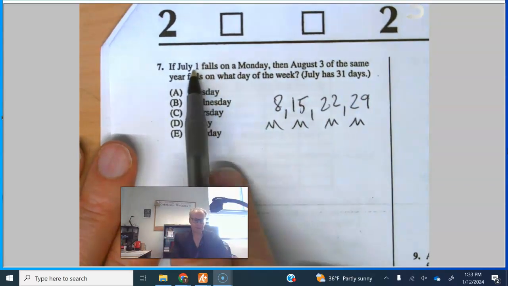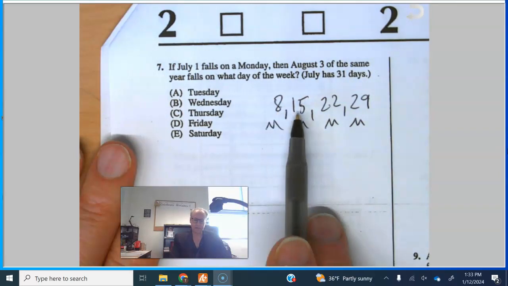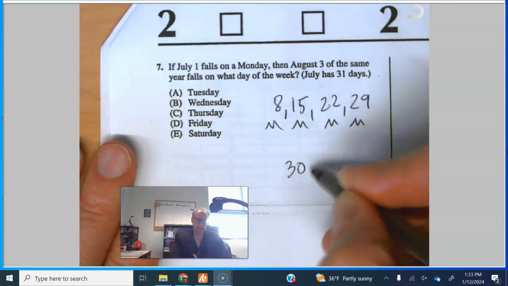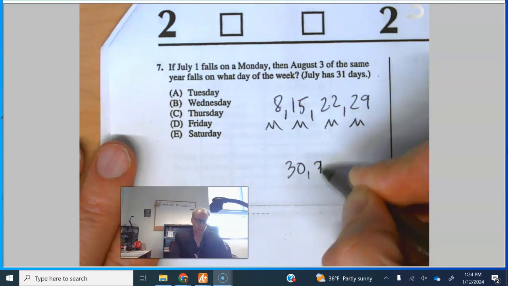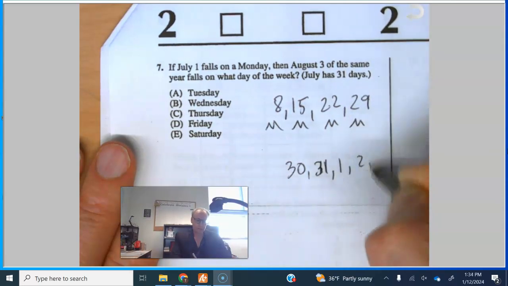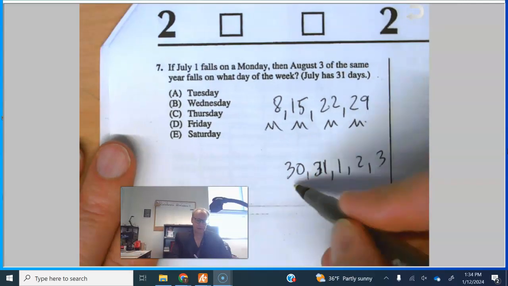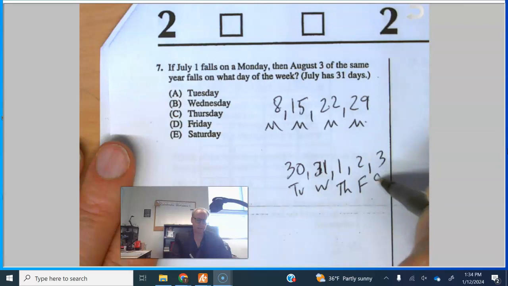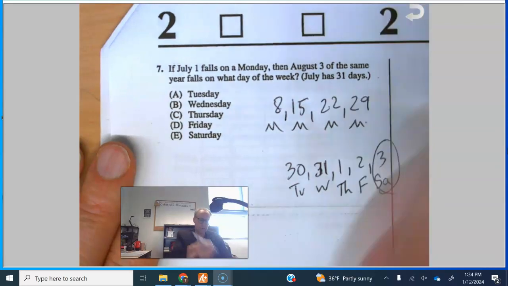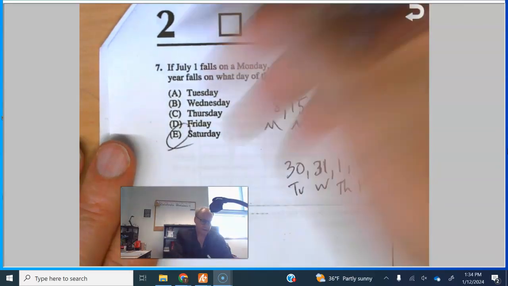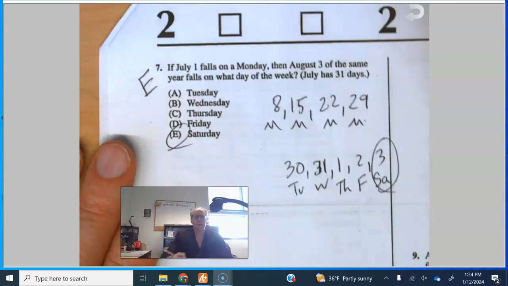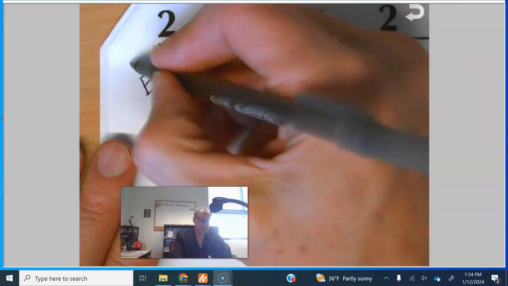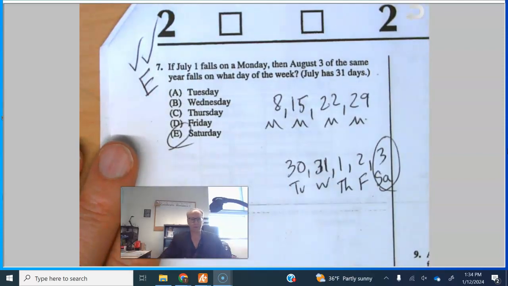If July 1st is Monday, so is July 8th, 15th, 22nd, and 29th. That makes the 31st, then 1, 2, 3. That's Monday, Tuesday, Wednesday, Thursday, Friday, Saturday. The 3rd is on a Saturday, which is E. Now, I'm not absolutely positive, but I'm pretty sure, so I'm going to put 2 checks on that one.